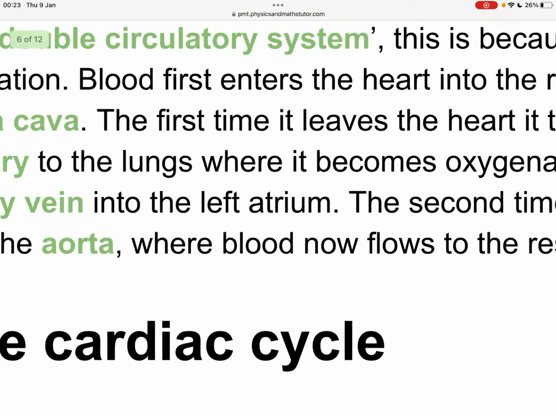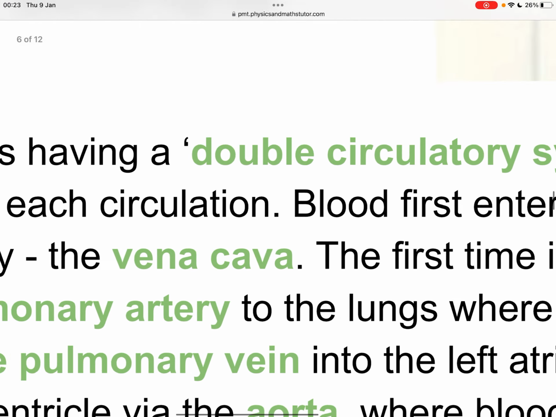We say blood, blood, blood, blood. A lot of blood is all over the text. But what is blood?